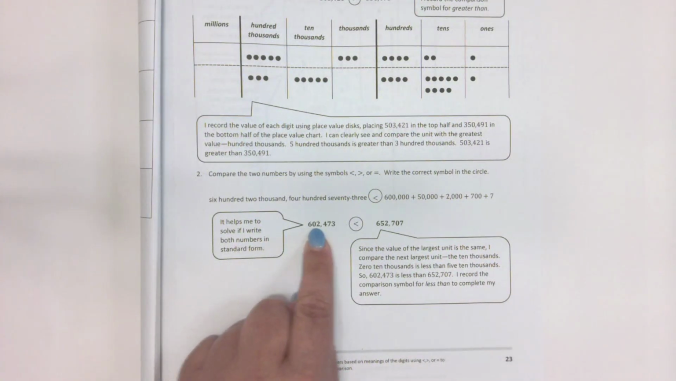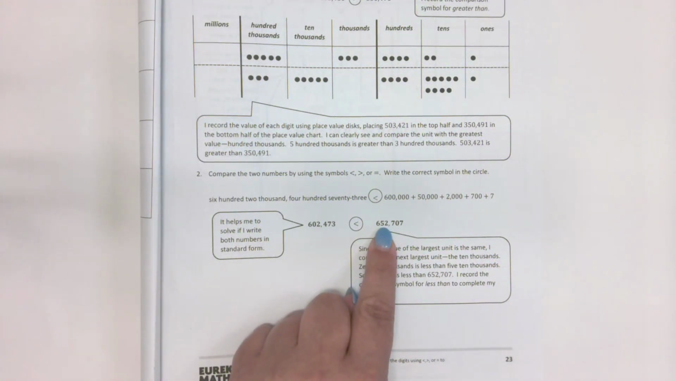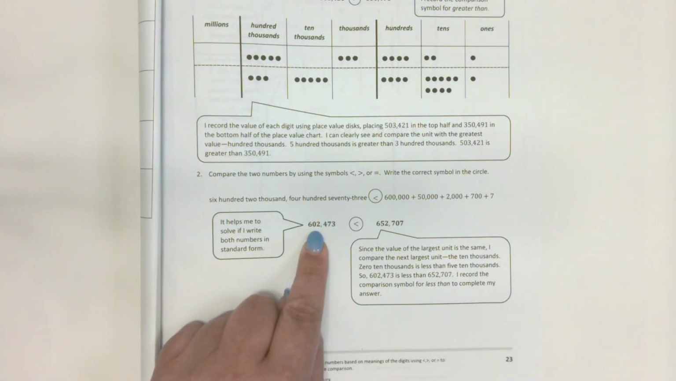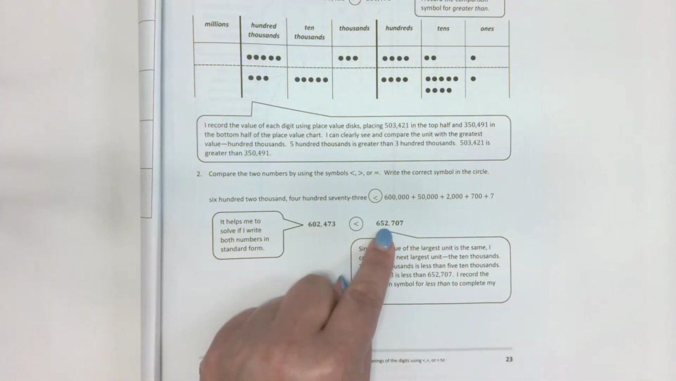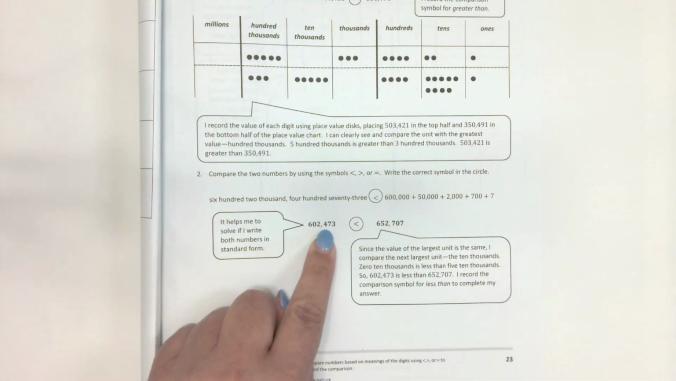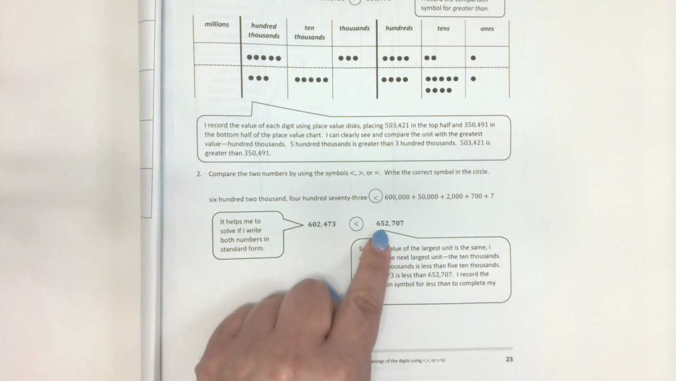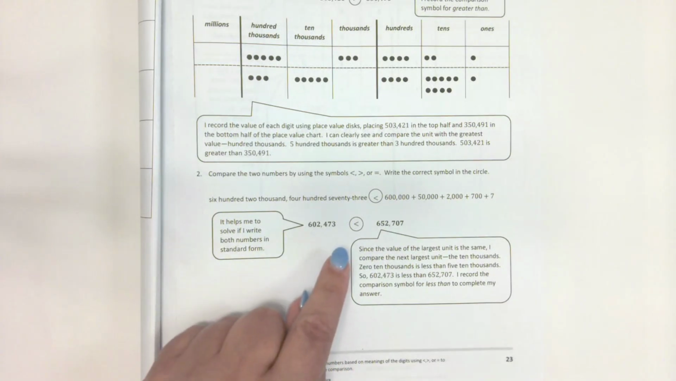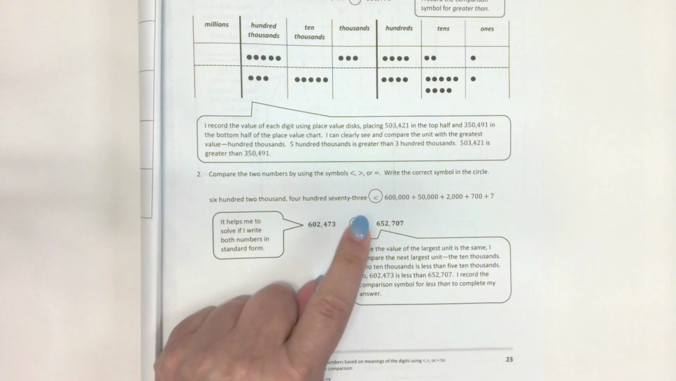This one has 0 10,000s. This one has 5 10,000s. 0 10,000s is less than 5 10,000s. So 602,473 is less than 652,707. I record the comparison symbol for less than to complete my answer.